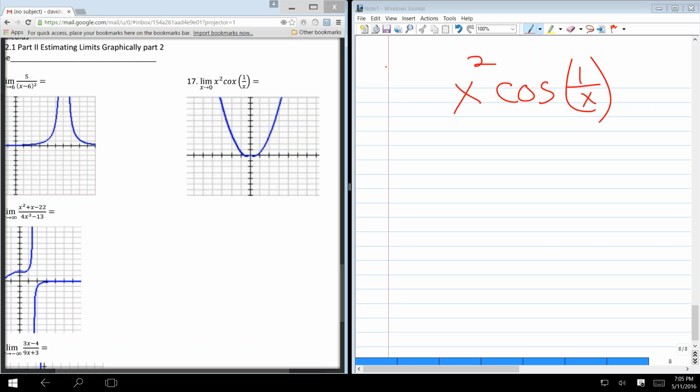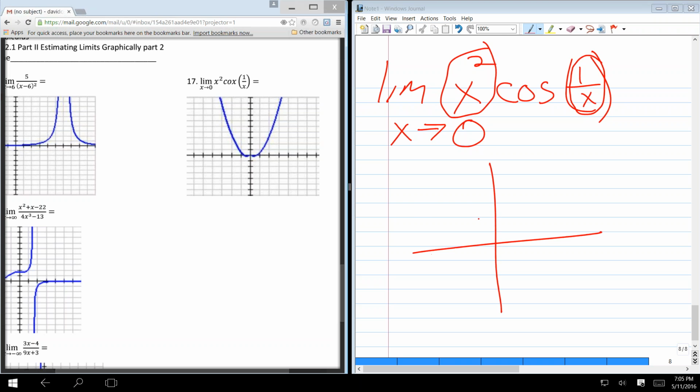Well, if we look at this limit as x goes to 0, clearly that part goes to 0. This part goes to infinity, right? I got a number being divided by 0. The problem is what is the cosine of infinity? And the cosine curve looks like this. What's the cosine as x goes to infinity?